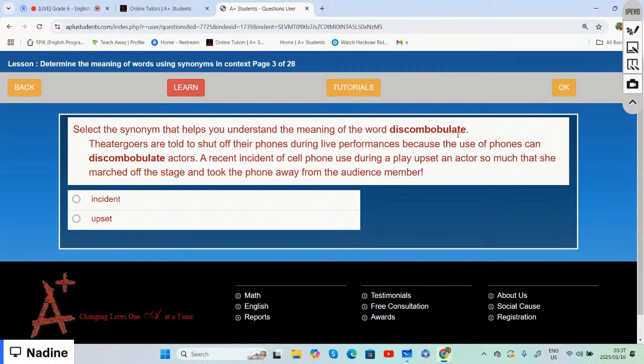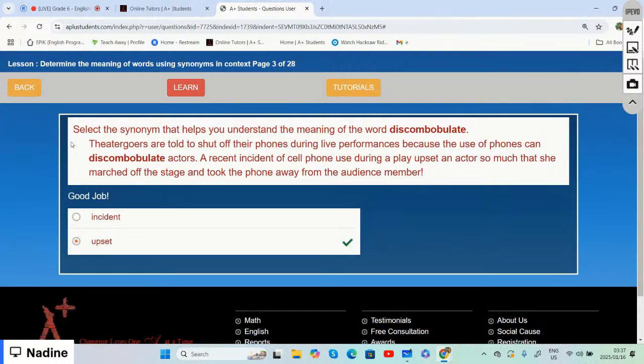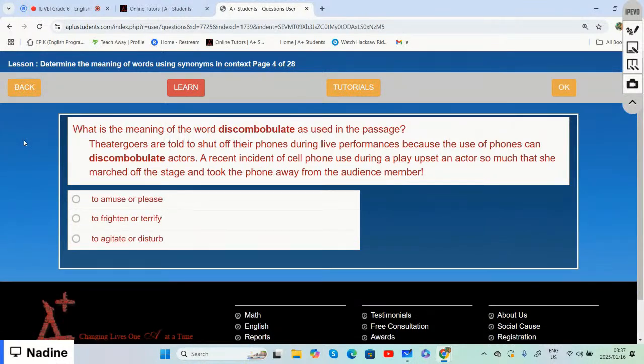All right, and if we were to choose the correct option, then yes, it means you are either upset or confused or something of the sort. Discombobulate. Either upset, confused, disconcerted, something of the sort.